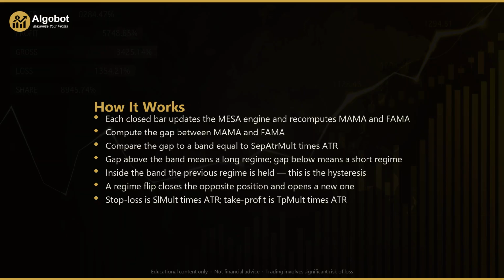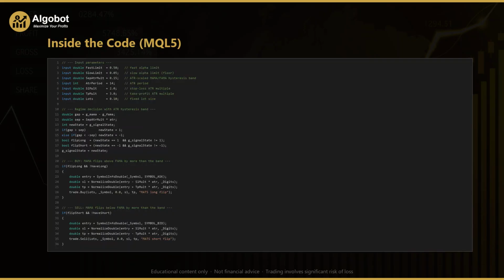Every trade is framed with risk controls derived from ATR. On a long, the stop-loss is placed below entry by SlMult times ATR, a default of 2 times ATR, and the take-profit is placed above entry by TpMult times ATR, a default of 3 times ATR. On a short, those distances mirror to the other side. With the default settings, that's a reward-to-risk ratio of 1.5 to 1. The average true range adapts these distances to current volatility, so the stop and target breathe with the market instead of staying fixed. Let's read the code as it appears in MetaEditor.